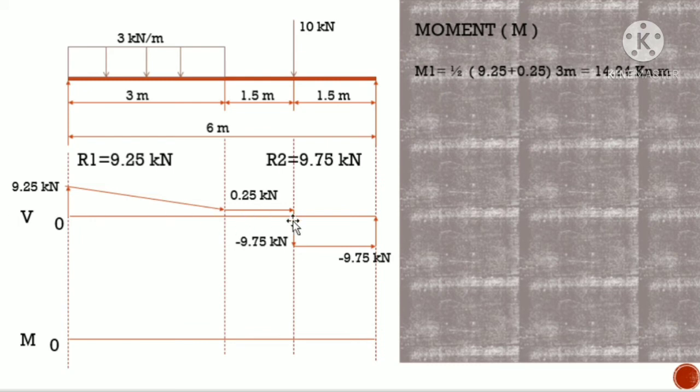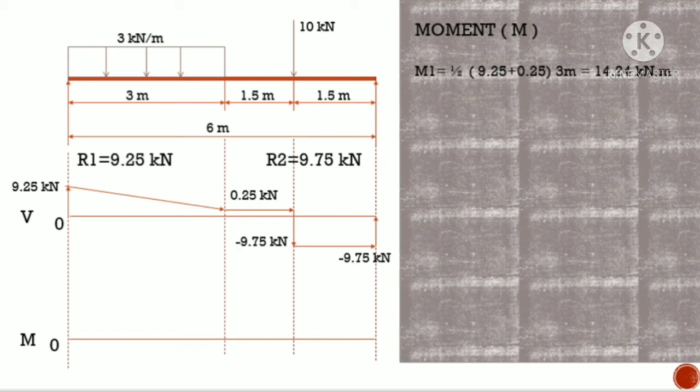Okay. So, next is to solve for moment, no? So, meron tayong area 1, 2, 3. So, tawagin na natin yung M1. Okay. So, ang formula nito is 1/2 times 9.25 plus 0.25 times the distance which is 3 meters. Okay? And that is 14.25 kilonewton meter. Kaya kilonewton meter kasi force times the distance nga. Kilonewton is the force, times meter is the distance. Okay?